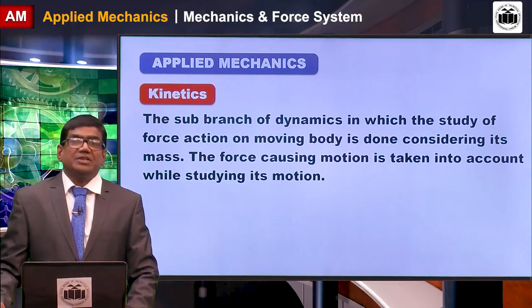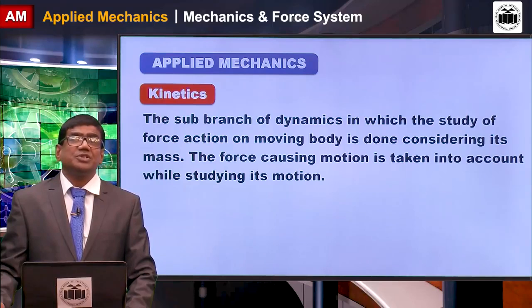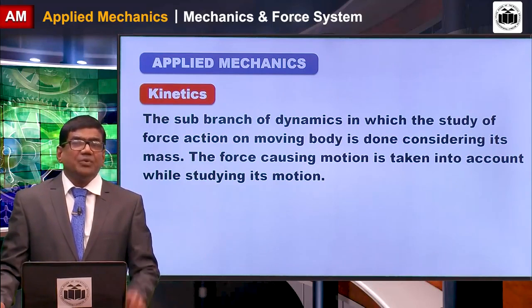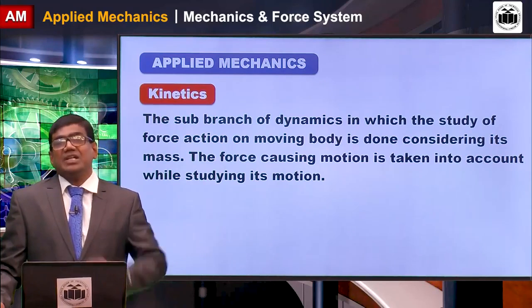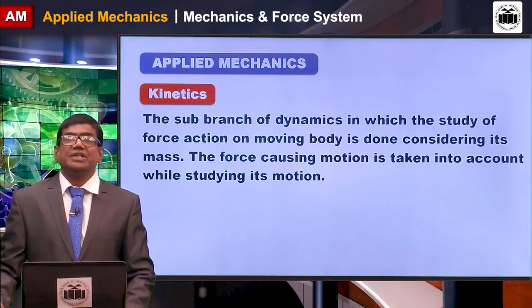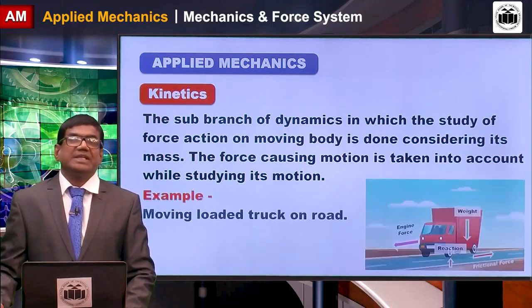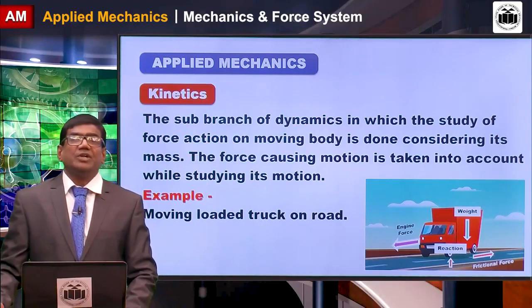In kinetics, the moving bodies have heavy mass as compared to their small velocity. That's why we can't neglect the mass, and while considering the mass, the motion is studied. That is kinetics. Example, a moving loaded truck on a road.